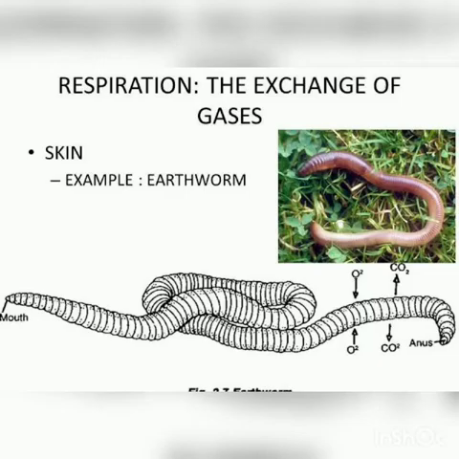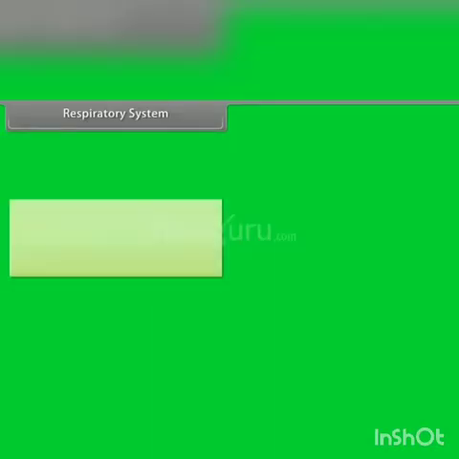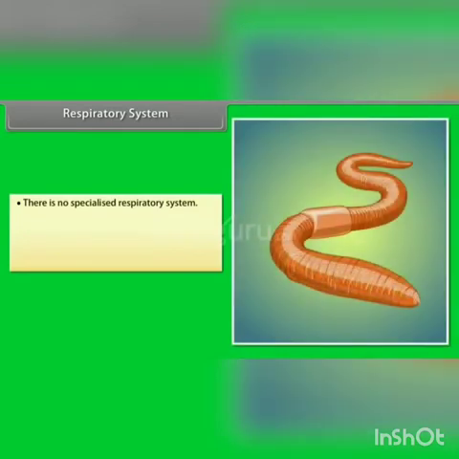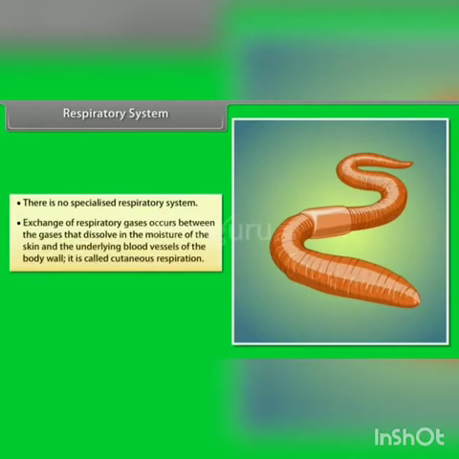Next is the respiratory system. The earthworm has no special respiratory organs like lungs or gills. Respiration, lungs, gills அப்படின்னு ஒரு special organ எதுவும் கிடையாது. But respiration takes place through the body wall. இப்போ respiration எப்படி நடக்குது? Body wall மூலமா.